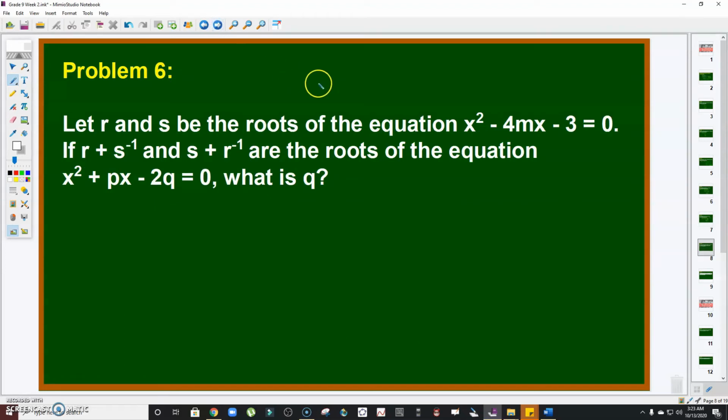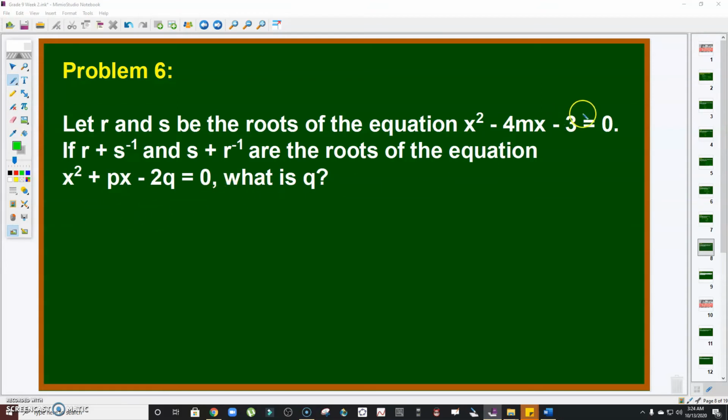Okay, next, second to the last problem, number 6. Let r and s be the roots of the equation x squared minus 4mx minus 3 equals 0. If r plus s raised to negative 1 and s plus r raised to negative 1 are the roots of the equation x squared plus px minus 2q equals 0, what is q? Okay, so medyo marami.